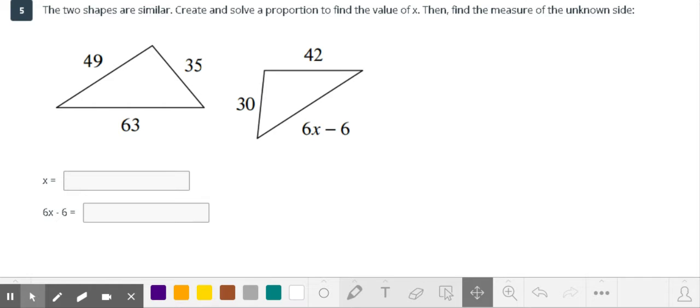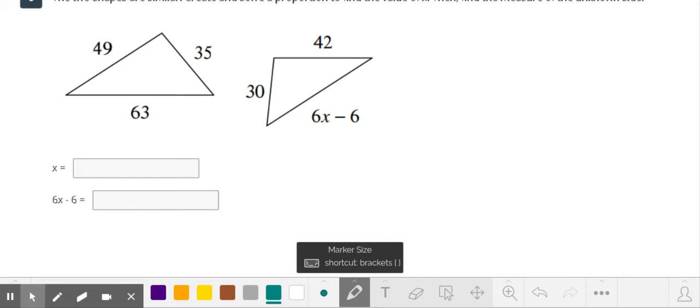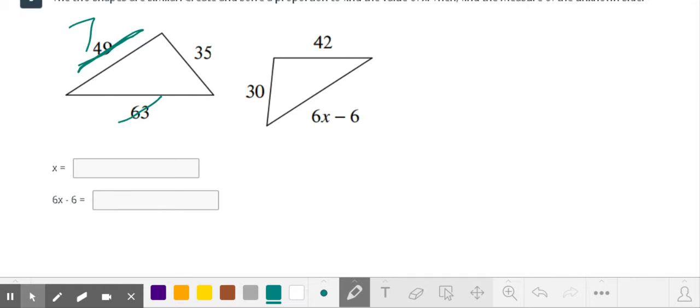Number 5. The two shapes are similar. Create and solve a proportion to find the value of x. Okay, so for this one, we have to realize which side goes with which. So I can see right now that all of these are divisible by the same number. They're all divisible by 7. So if I divide that by 7, I get 7. If I divide that by 7, I get 9. And if I divide that by 7, I get 5. So now all of those numbers can be turned into the numbers over here by multiplying by the same thing.